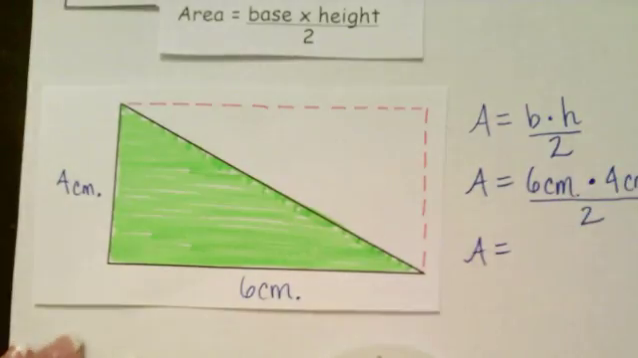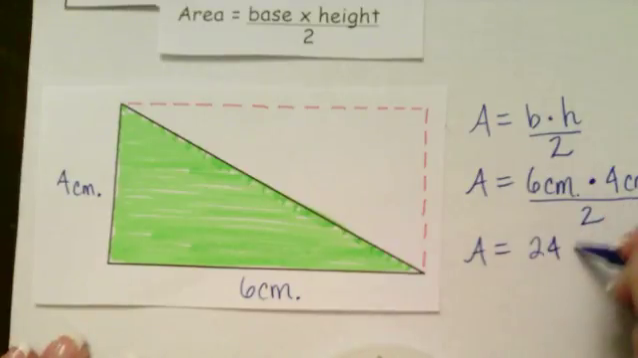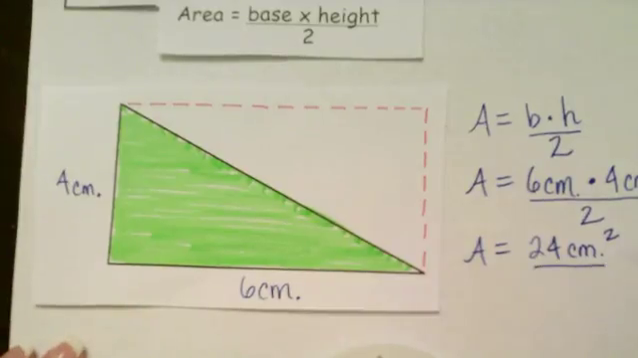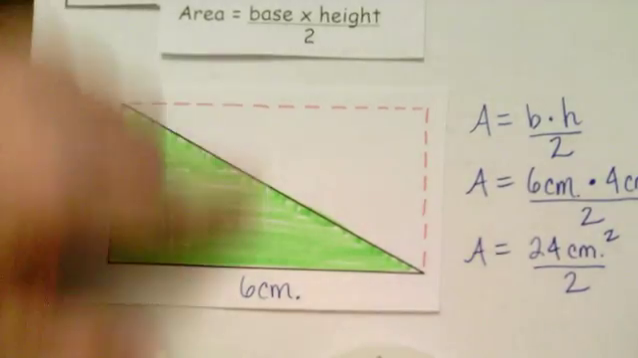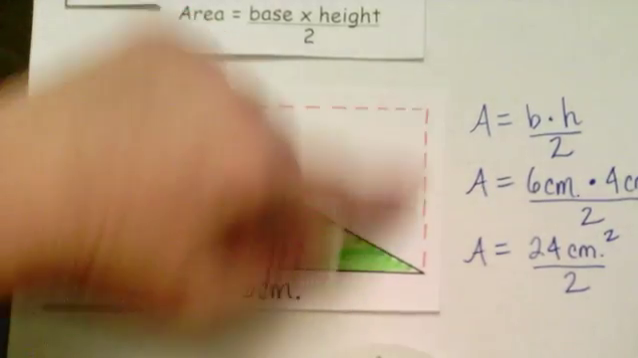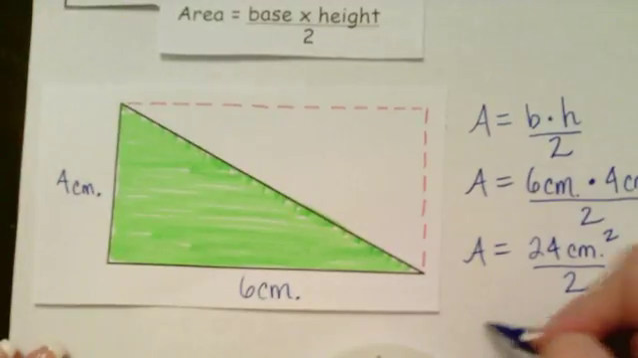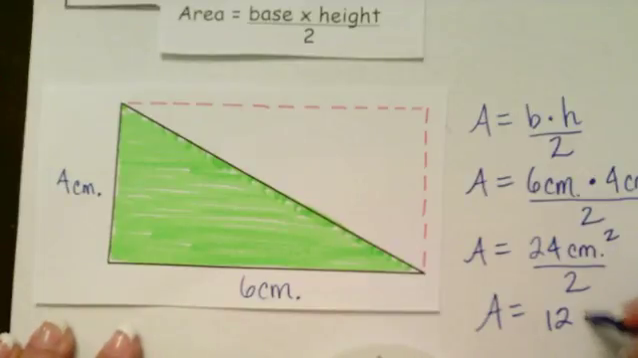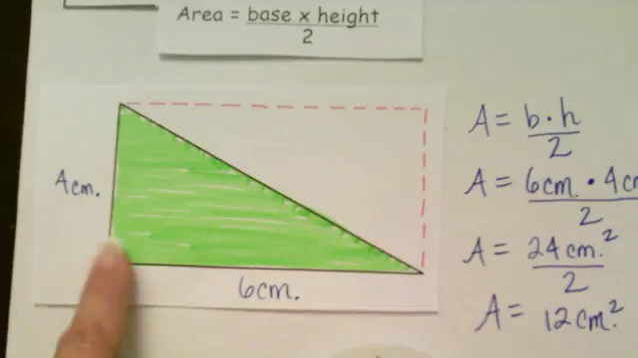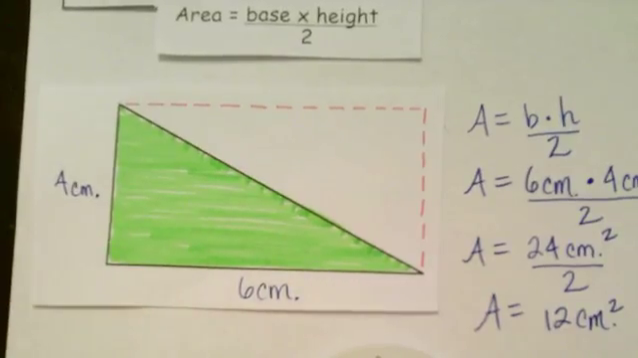So we do the multiplication first. 4 times 6 is 24 square centimeters, and then we're going to divide that in half. So 24 square centimeters would be able to fit inside this whole area. And now when we divide everything in half, 12 square centimeters is what we would need to fill the triangular shape inside that rectangle.